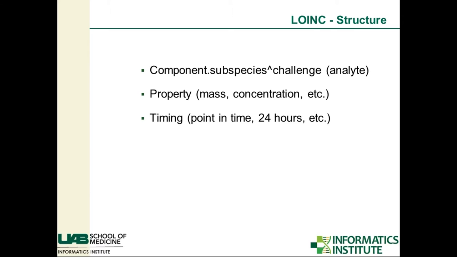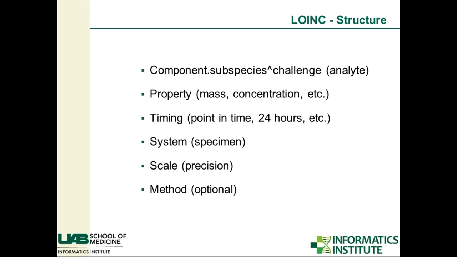I'll give you some examples, but there are six pieces to these names. The first one is called the component, and they put in some other stuff, subspecies and challenge and other things. But basically, the component is the analyte. That's the thing the test measures. Then there's the property, which is the mass or the concentration or time or activity, whatever the test is actually measuring of that analyte. There's a timing part, and that could say whether it's a point in time, like a blood test where you take the blood out at 2 in the morning, or a 24-hour urine collection, whatever the period of time that you collected the specimen. And then speaking of specimen, they call it a system, but it's really the specimen, and it could be blood or urine or swimming pool water or cafeteria food, whatever it is. And then there's scale, which tells you the precision.